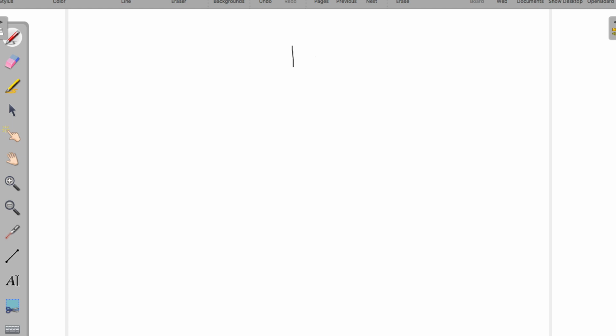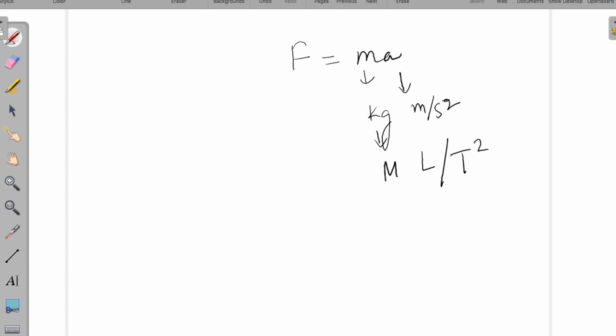get confused about how to remember the dimension of force. You just remember the simple formula F is equal to ma, Newton's second law. From here you can see the unit of mass is kg, and the unit of acceleration is meter per second square. So you then simply write the dimension of mass is M, dimension of length is L, and the dimension of time is T. Here it is squared, so we write it squared here.